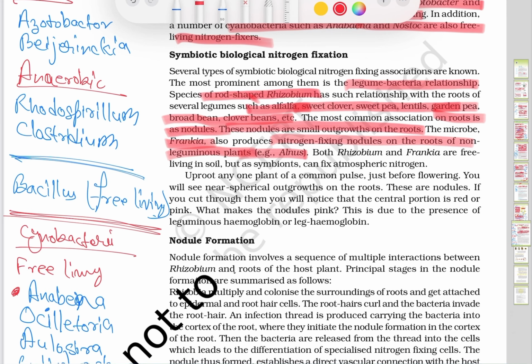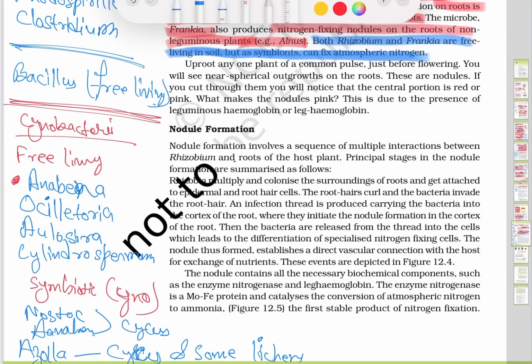Now uproot any one plant of a common pulse just before flowering, and you will see spherical outgrowths on the root. These are nodules. If you cut through them, you will notice that the central portion is red or pink. What makes the nodule pink? This is due to the presence of leghemoglobin. This is the method of the formation of nodule.